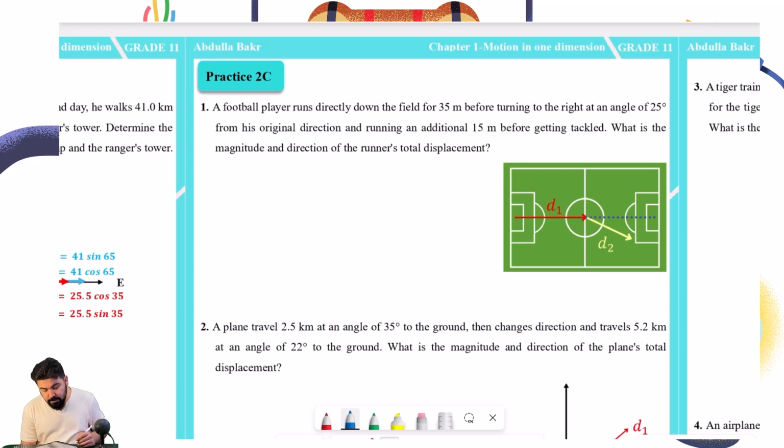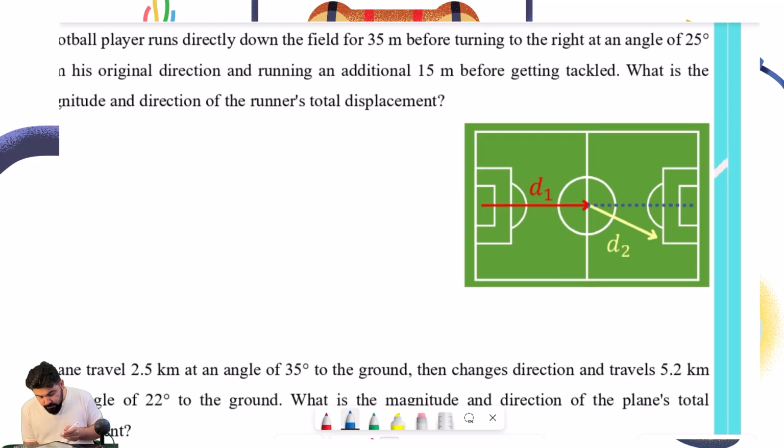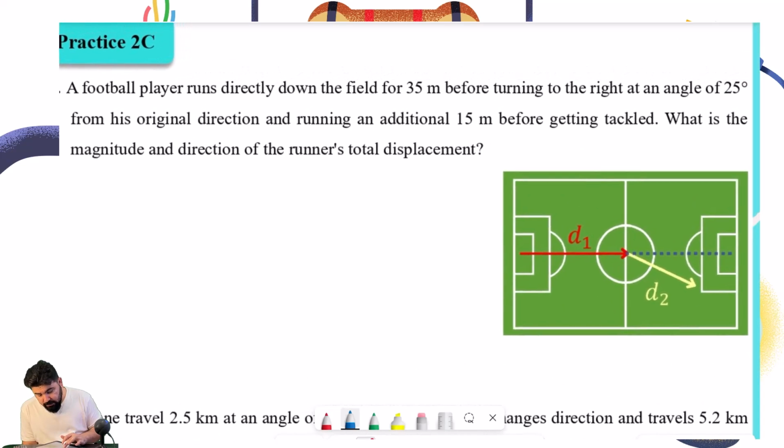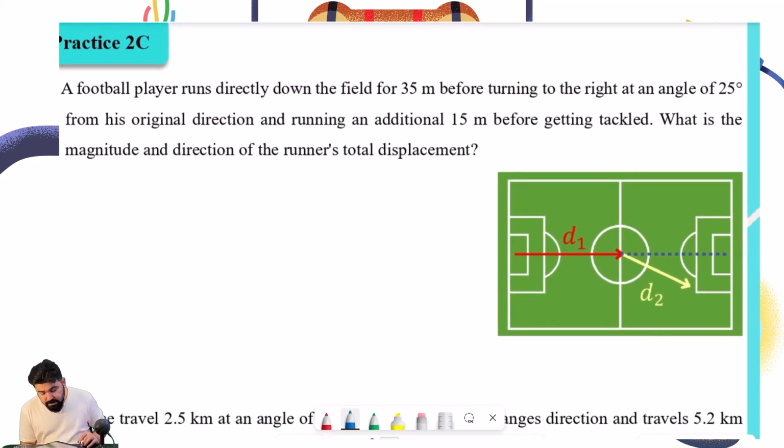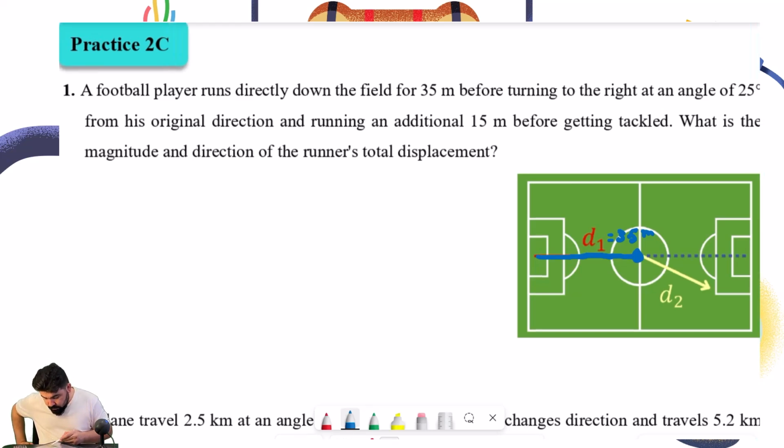So it says a football player runs directly down the field. I have drawn this for you. So it says a football player runs directly down the field for 35 meters before turning to the right at an angle of 25. So he's moving like this, so it's going to be d1, which is equal to 35 meters. Then suddenly he goes to the right at an angle of 25.